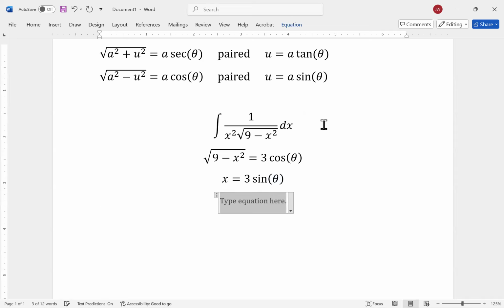Now, if that is the case, then in order to do the differential exchange, we take a derivative of x with respect to theta. Derivative with respect to theta of 3 sine theta is 3 times cosine of theta.